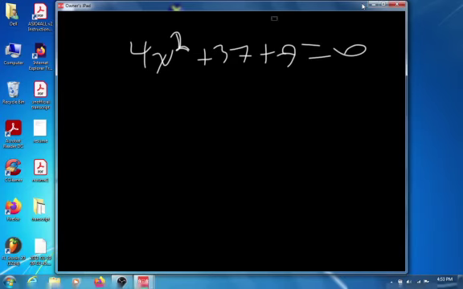We can use the quadratic formula, which I'm going to talk about in a little bit. But we're not going to do that. That's a little bit complicated. Instead, we can do something easier. We can factor by the AC method.